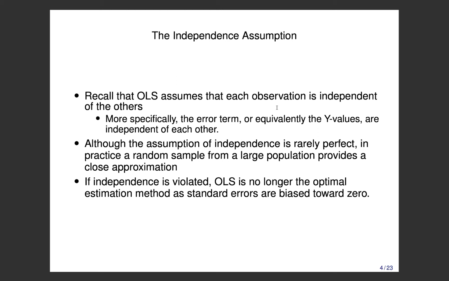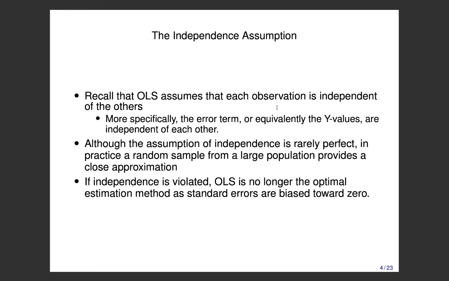So recall that OLS assumes each observation is independent of the others. Or more specifically, that the error term, or equivalently the Y values in repeated sampling, are independent of each other. We didn't spend a lot of time belaboring the assumptions of the model, but this is a pretty important one, and this one gives rise to all sorts of potential problems, some of which we'll talk about and some of which we won't. We know that this assumption of independence is rarely perfect, but in practice, a random sample from a large population provides a close approximation.